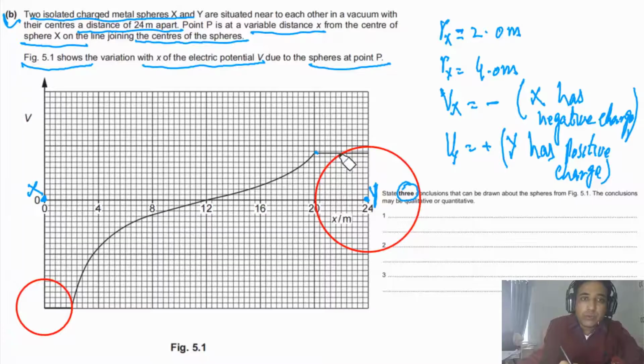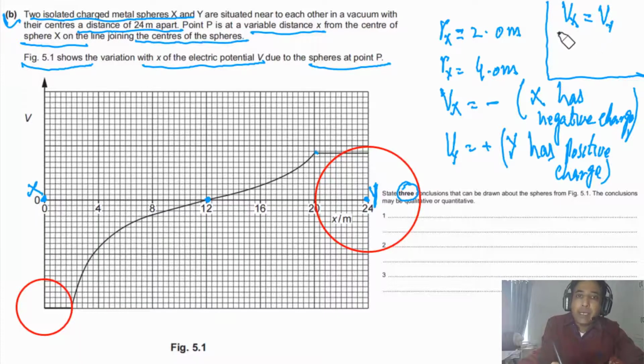One thing more we can conclude from here: at this point potential is equal to 0. It simply means that potential due to X at this point is equal to potential due to Y. Potential is equal to K times Q divided by R, and here this is also K times Q divided by R. In this case R is the same, because this is the distance from the center of X and also the distance from the center of Y. So we can cancel R, and K is the same because it is a constant. So it means the magnitude of the charge on X is the same as the magnitude of charge on Y. This is also what we can conclude.